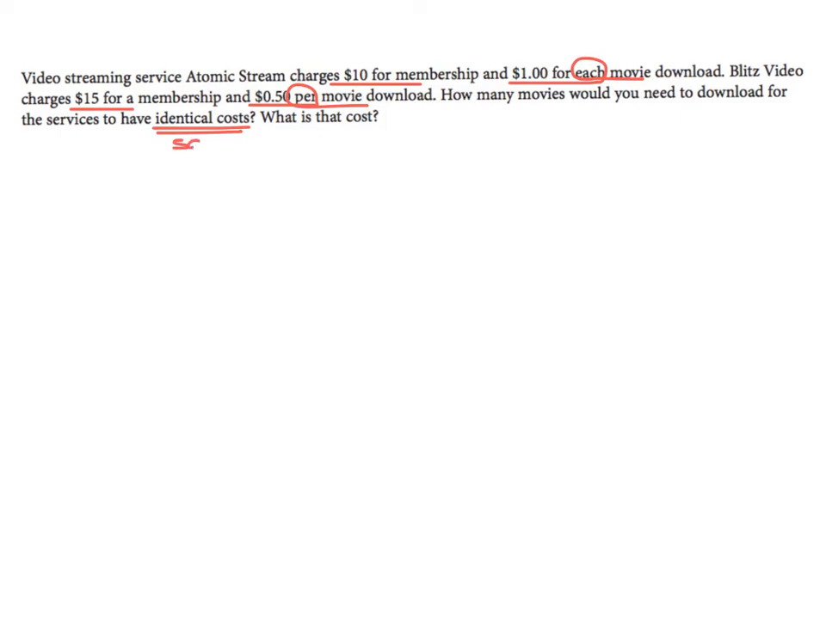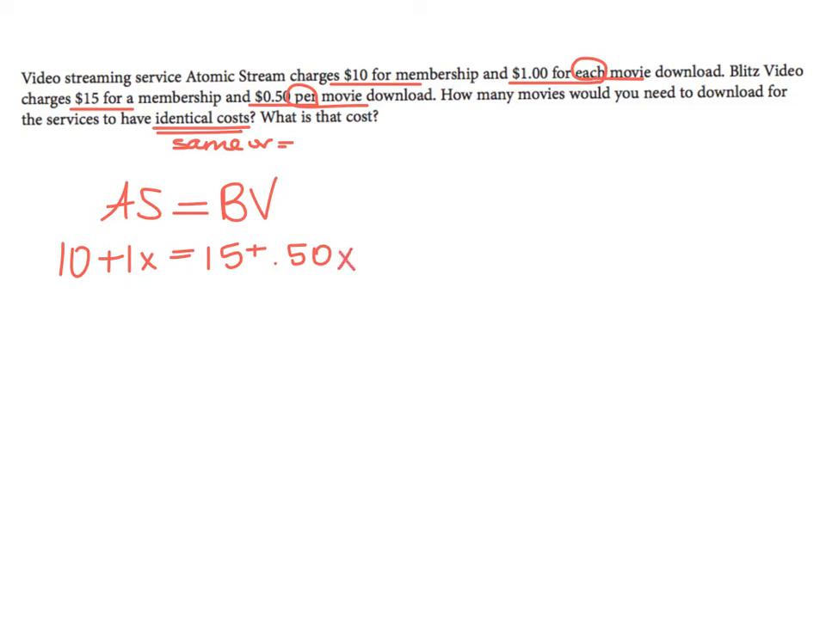That means for them to be the same or equal, which means I'm trying to actually set up the Atomic Stream equal to Blitz Video. So if I do that, I think most of you probably would have written an equation that looks something like 10 plus 1x equals 15 plus 0.50x. All right, and then you should have gone ahead and defined that x equals the number of movies.